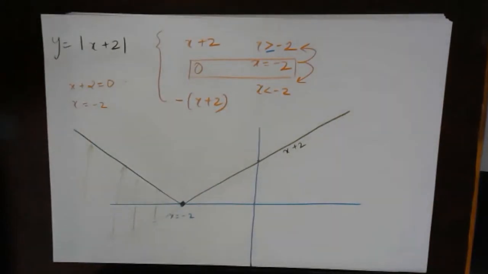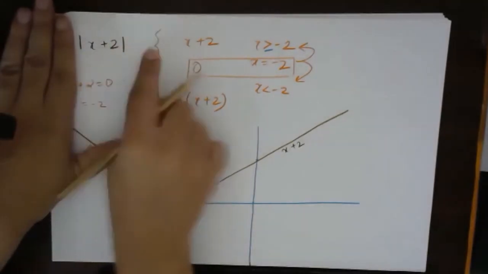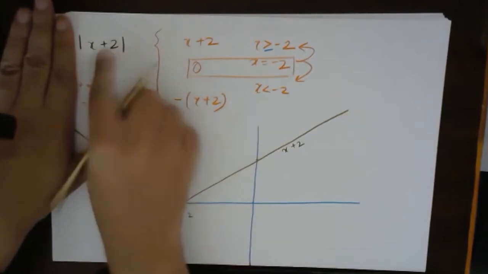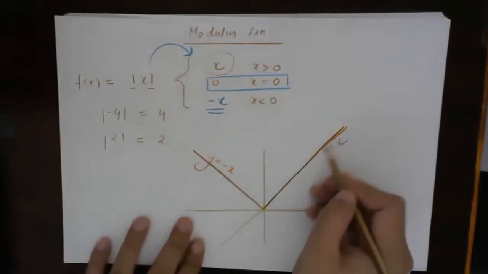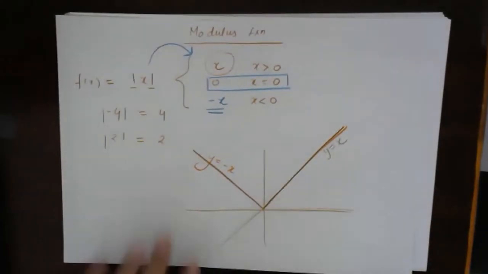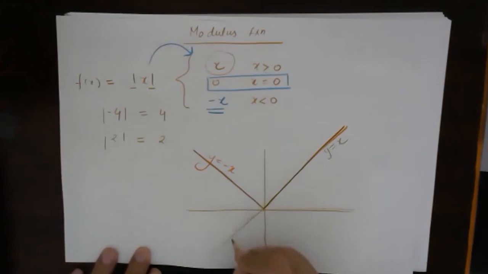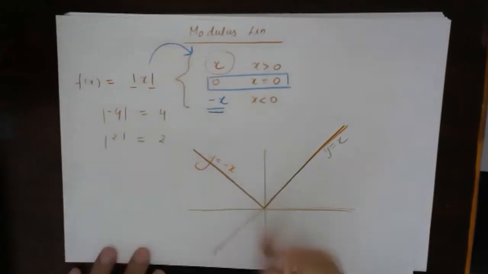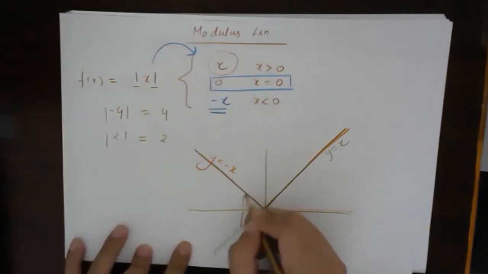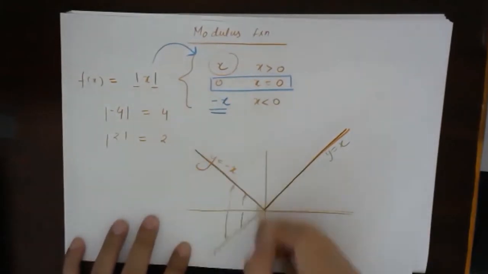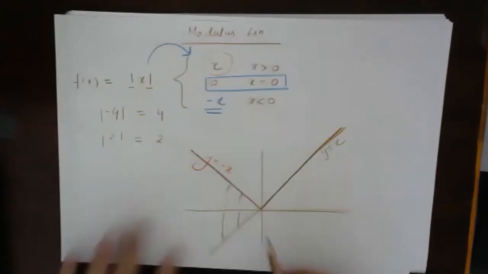But remember, this trick can only be used when you have the complete function in modulus. In the previous case also, this was the curve y equals x. This part is below the x-axis. When I take the modulus of x, the same part is just taken upward, so whatever part is down will come up. This is the mirror image, and this is the complete graph of y equals modulus x.